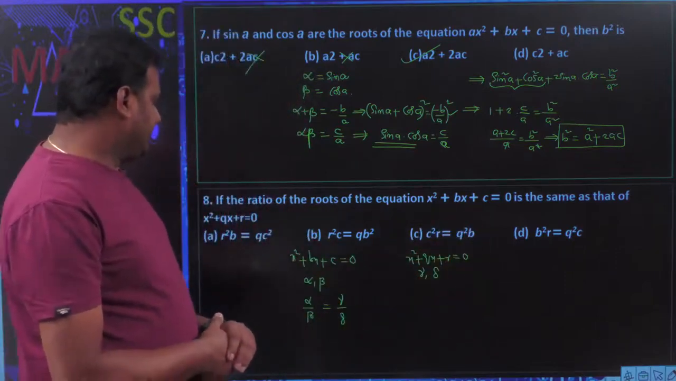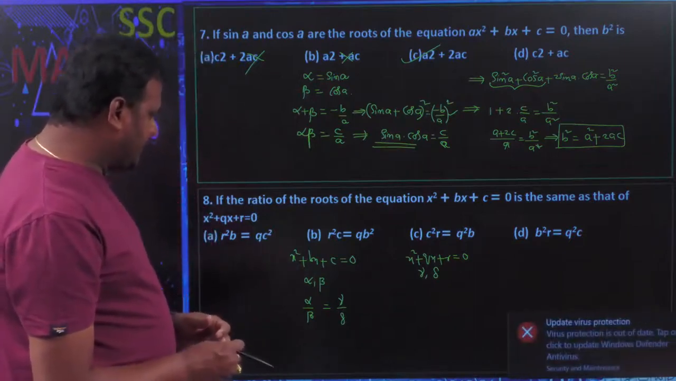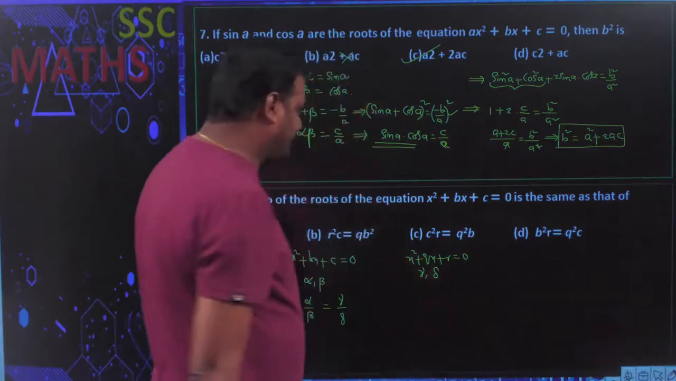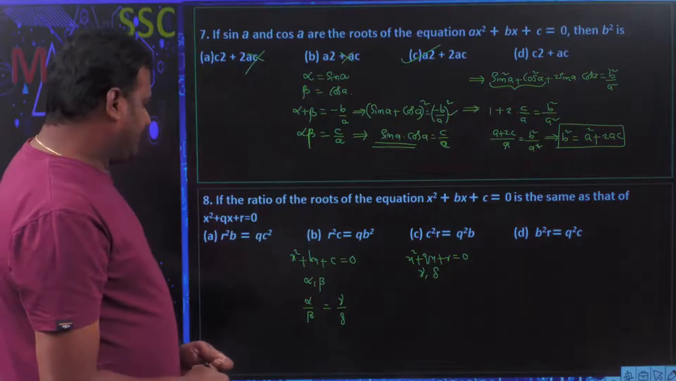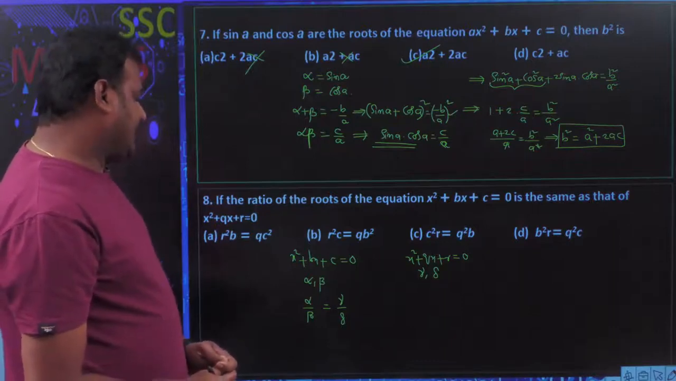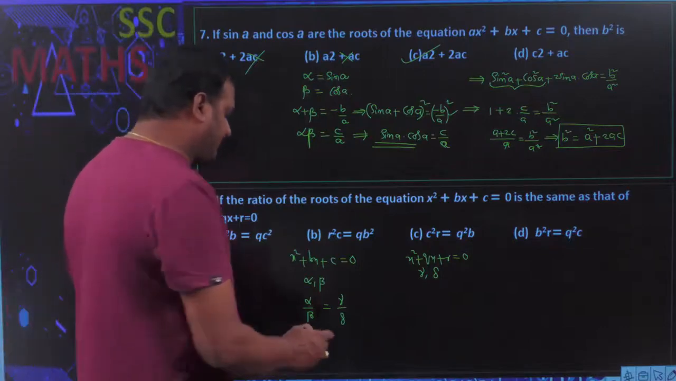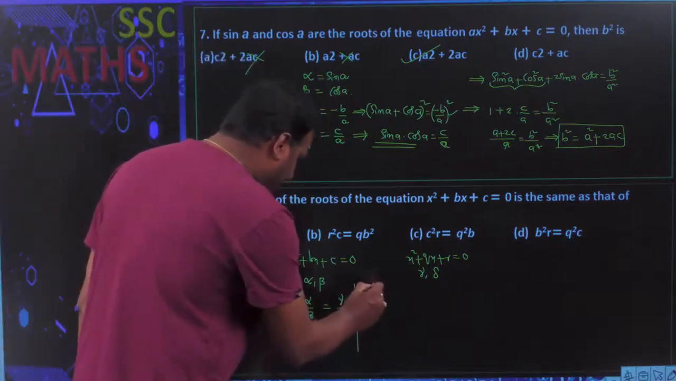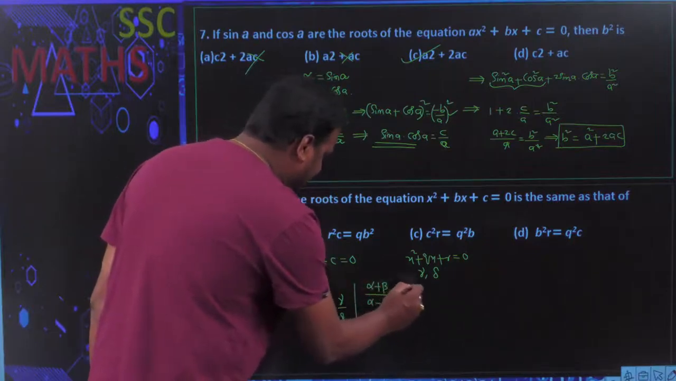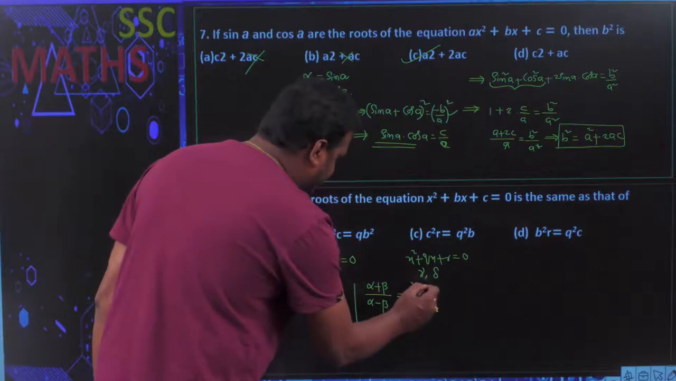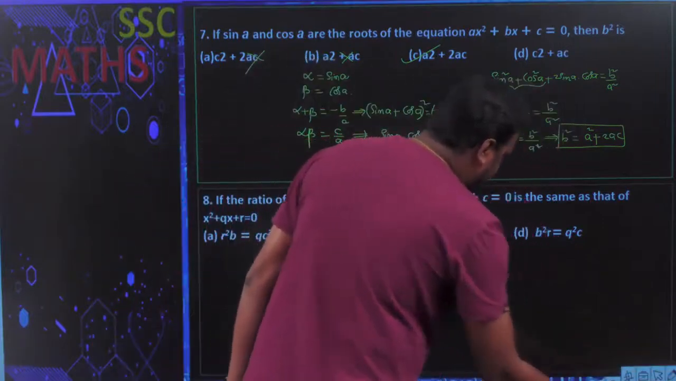So in order to find the relationship between the coefficients, we can do one thing here: alpha by beta is equal to gamma by delta, since the ratio of the roots is equal. I can apply componendo and dividendo for this. If I apply componendo and dividendo, then alpha plus beta by alpha minus beta is equal to gamma plus delta by gamma minus delta. This is what is called componendo and dividendo.